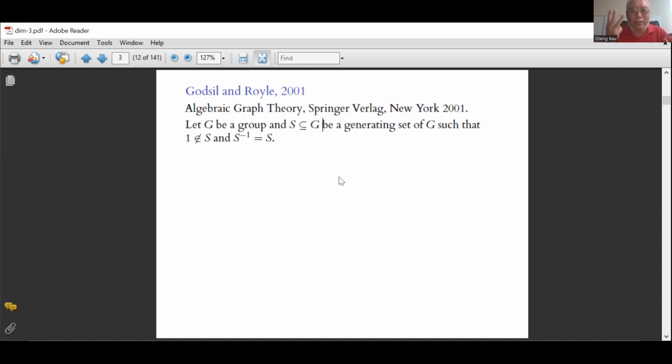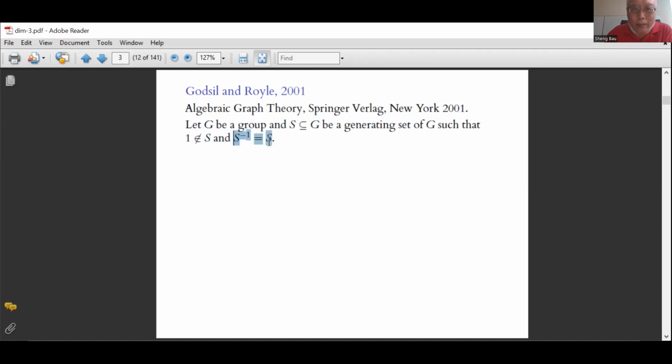It's actually 3 conditions this set is satisfying. Number 1 is it generates the group. Number 2 is identity is not in it. Why? I give reasons all the time. We're talking about distances in a metric space. So having the identity will give you a loop at every vertex. Having a loop doesn't do anything to distances. So the loop, we delete. That's why we don't have the identity in the generating set.